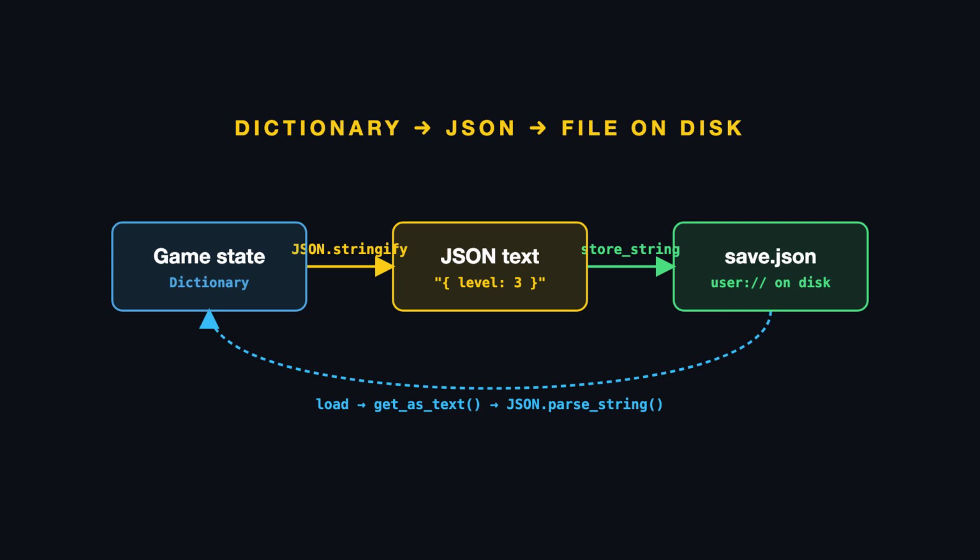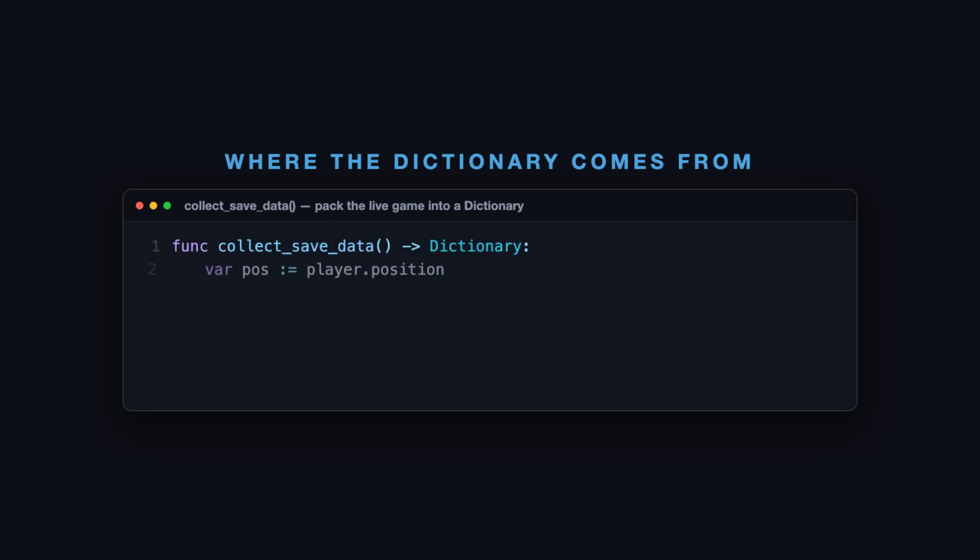Follow the data on screen. Your game state is a dictionary. JSON.stringify converts it to a string of text. That text gets written into a file at the user path. Dictionary, to JSON, to file on disk. That's the entire save pipeline, 3 arrows.